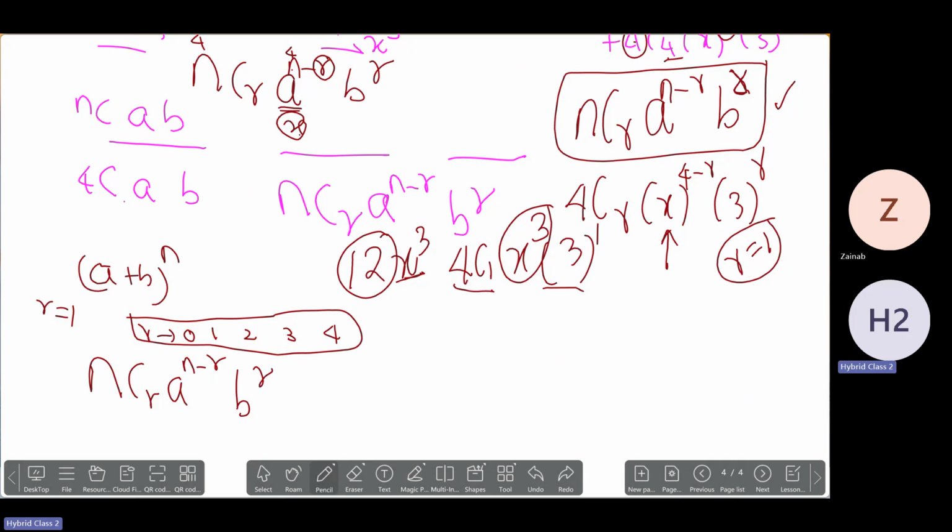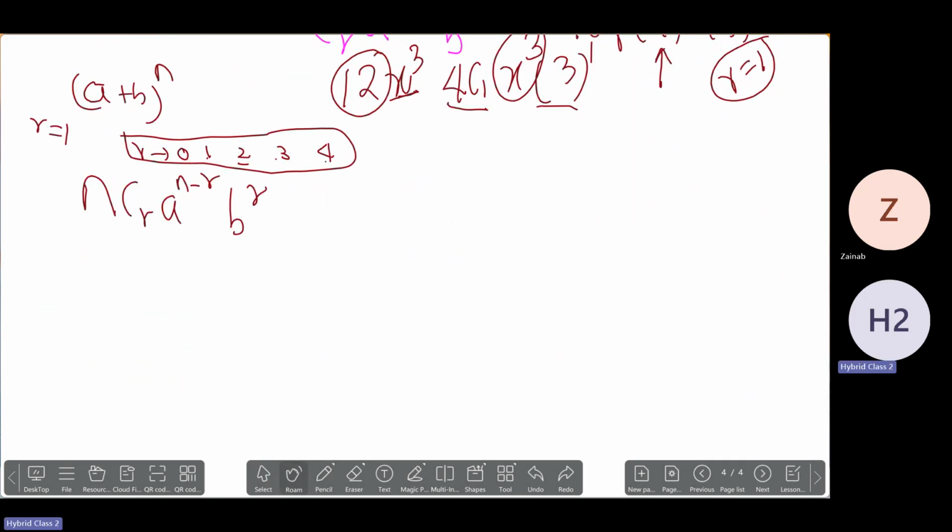r value can take from 0 to n. Because if (a plus b) whole power 4, how many terms will come? 5 terms, no? First r value will be 0, that is nC0. Second r value 1, nC1. Third r value 2, nC2, nC3, nC4. So that is what the r value is.